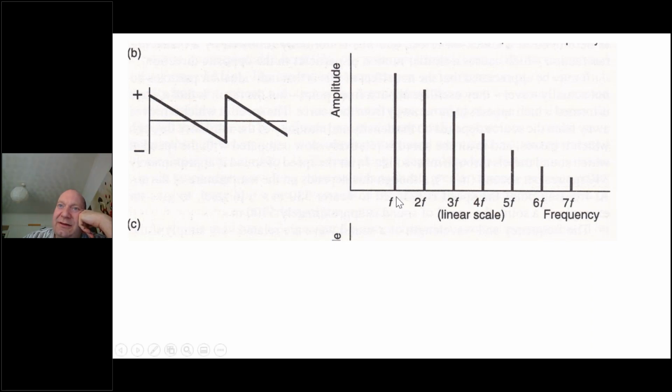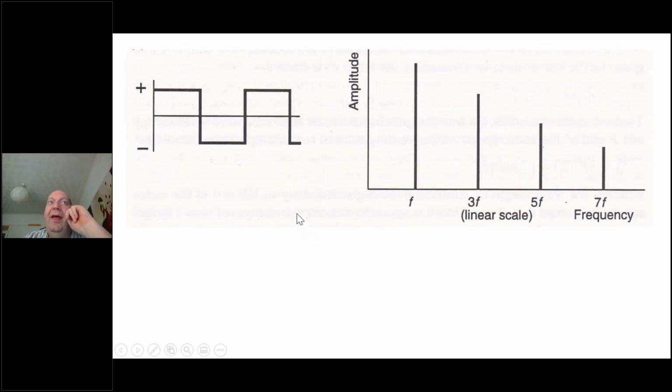You see that there's F, there's 2F, there's 3F, there's 4F, and when you sum these together, and you're going to see this in a minute, you make, I keep saying triangle, but it's not a saw. My son said, don't say triangle, Dad. It's saw wave. And the square wave is made from odd harmonics. So it's the fundamental frequency, 3 times the fundamental frequency, 5 times the fundamental frequency.